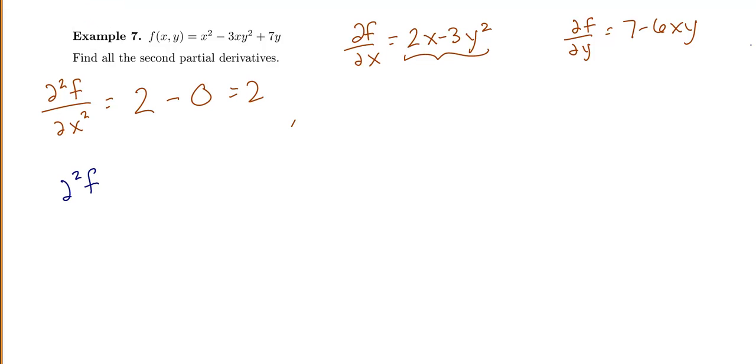Now let's do the partial with y twice. So we'll go to where we already did y once and just do the derivative with respect to y again. So the 7, that's just a constant, that's going to go away. This is going to be 6 times x is a constant, so leave it there, times the derivative of y is just 1, so negative 6x.